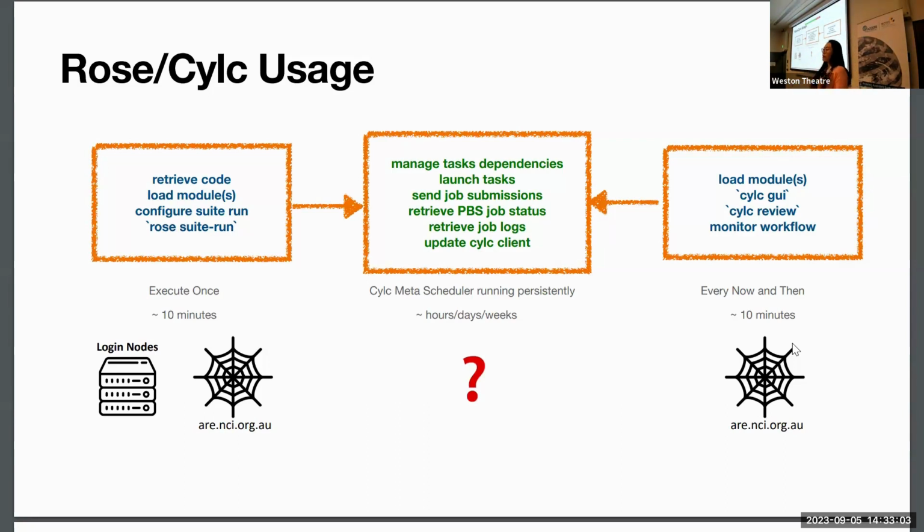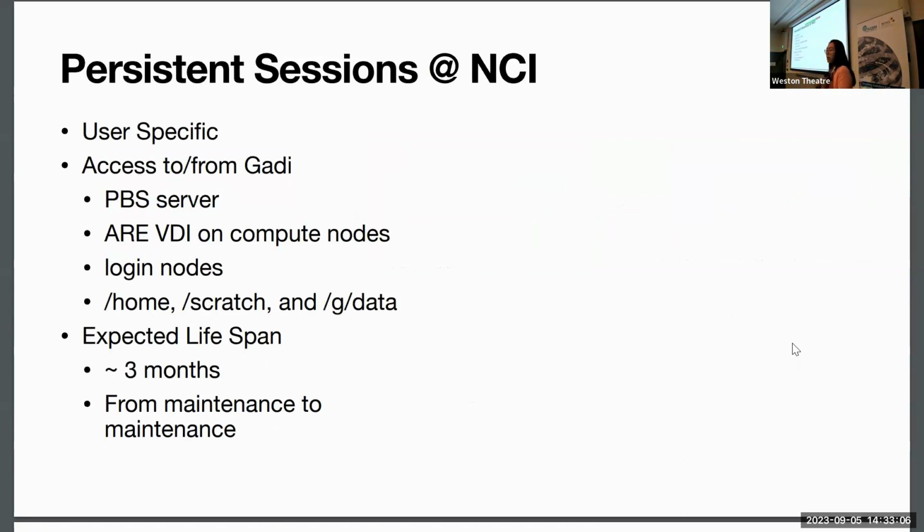But NCI recognized the demand from the community, and now we have something called persistent session as a service. What you can do is log into your own persistent session, which means no one else can do so. All the processes inside the persistent session will only be visible to you. Within the persistent session, you can submit PBS jobs. You can talk to the login node and the compute nodes. Any jobs you have running inside the Gadi compute nodes can talk to the persistent session running on another host within Gadi.